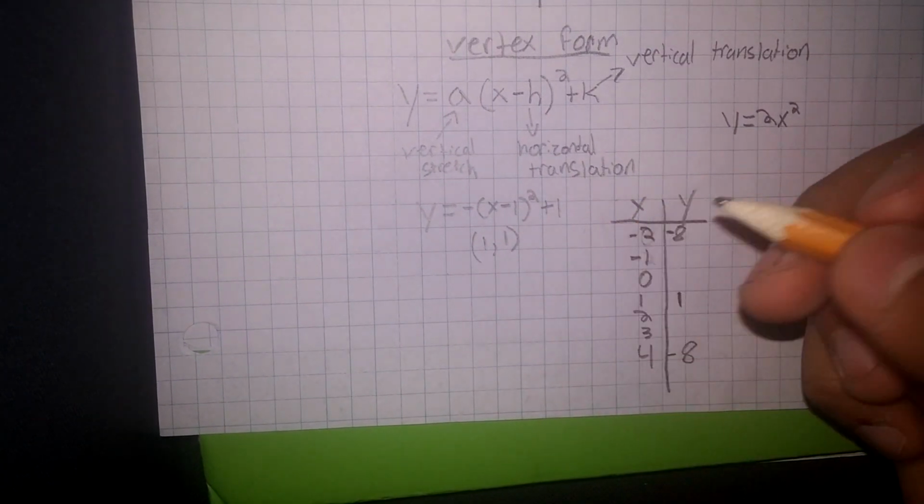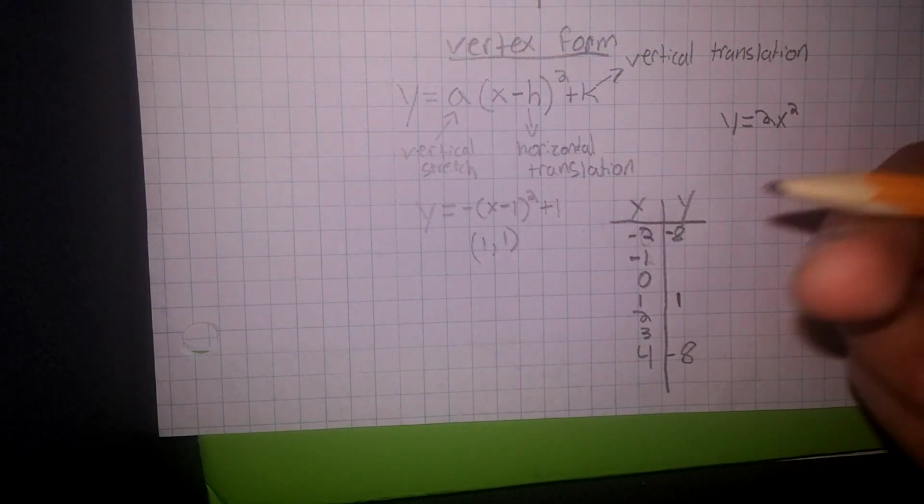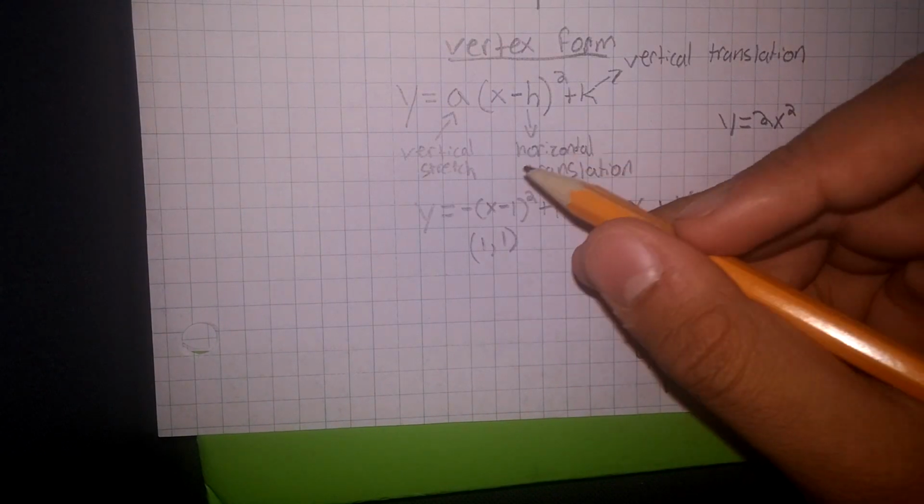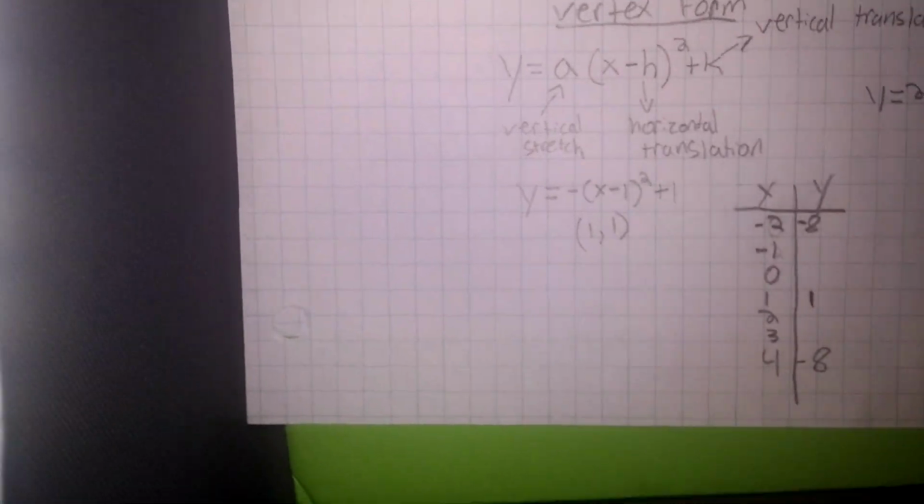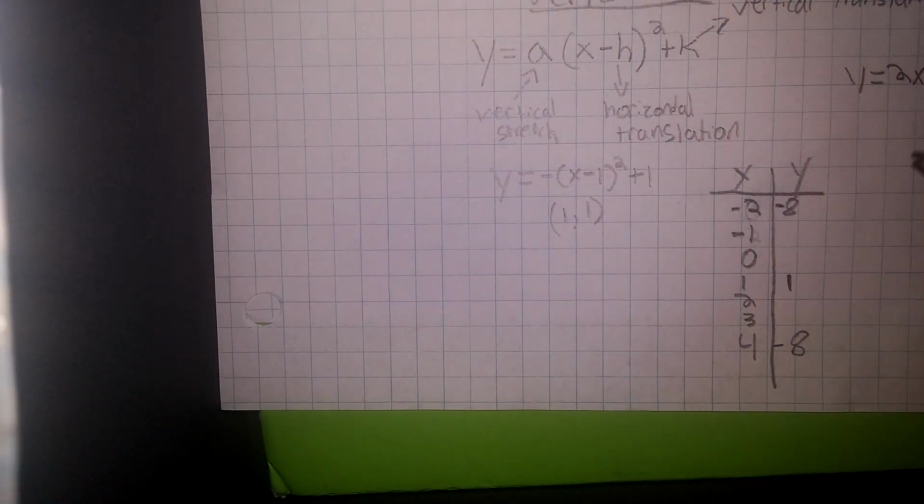Negative 1. What's negative 1 minus 1? That's going to be negative 2. Square that, positive 4. Negative 1 times positive 4.